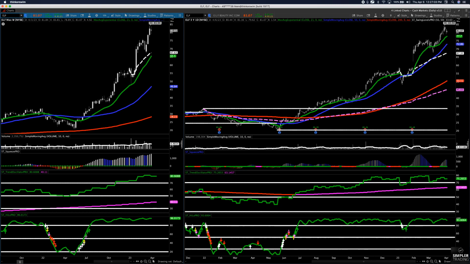In chop, yes, rely a lot more on the High-Low Pro, or whatever it is that you use as a range-bound indicator.